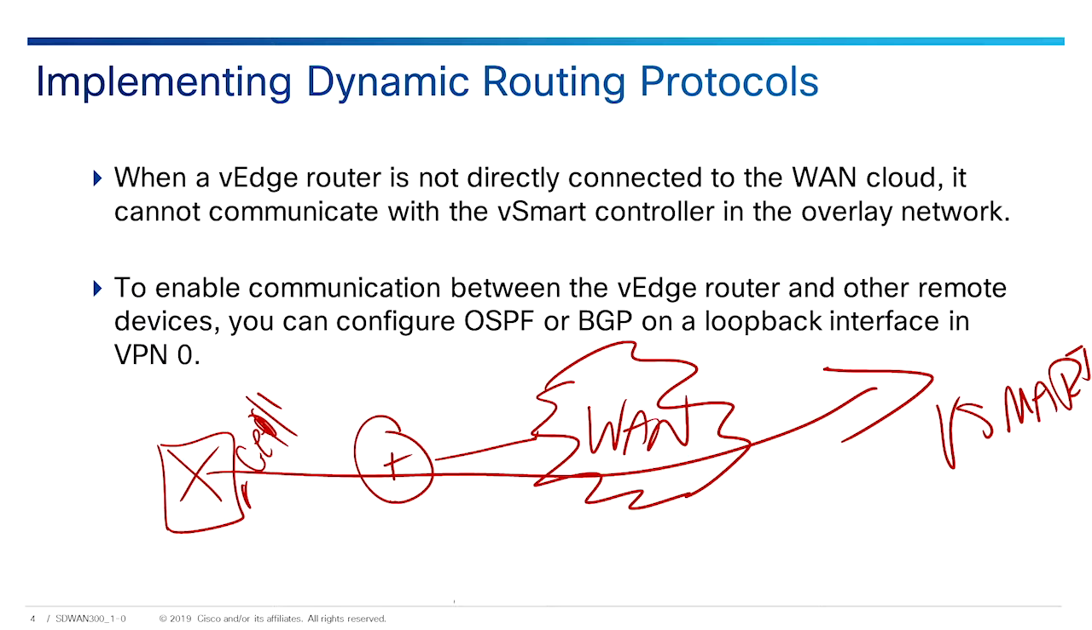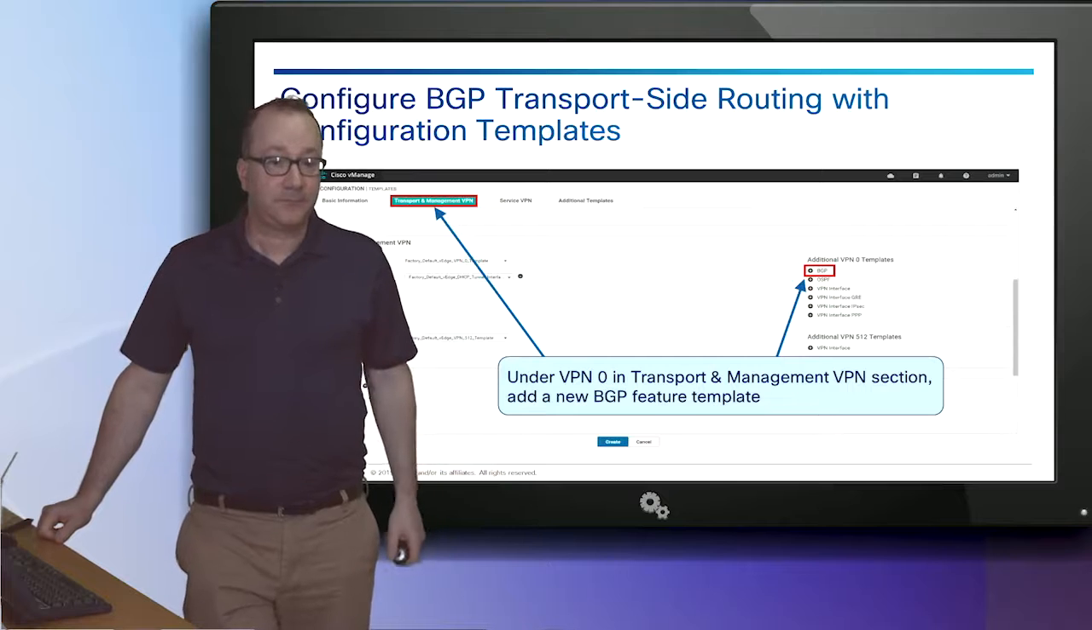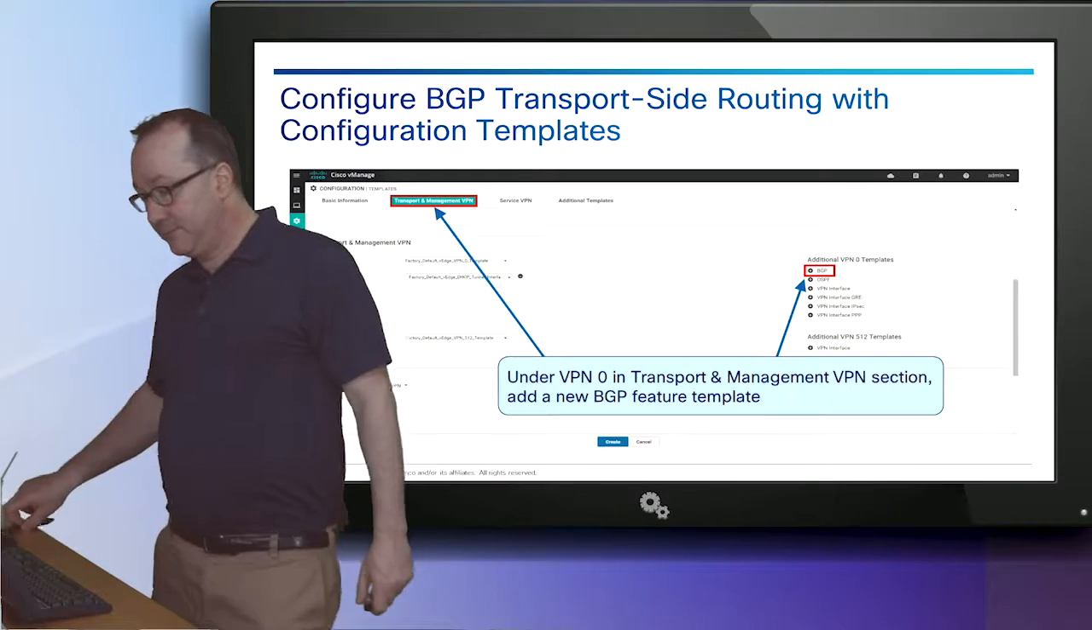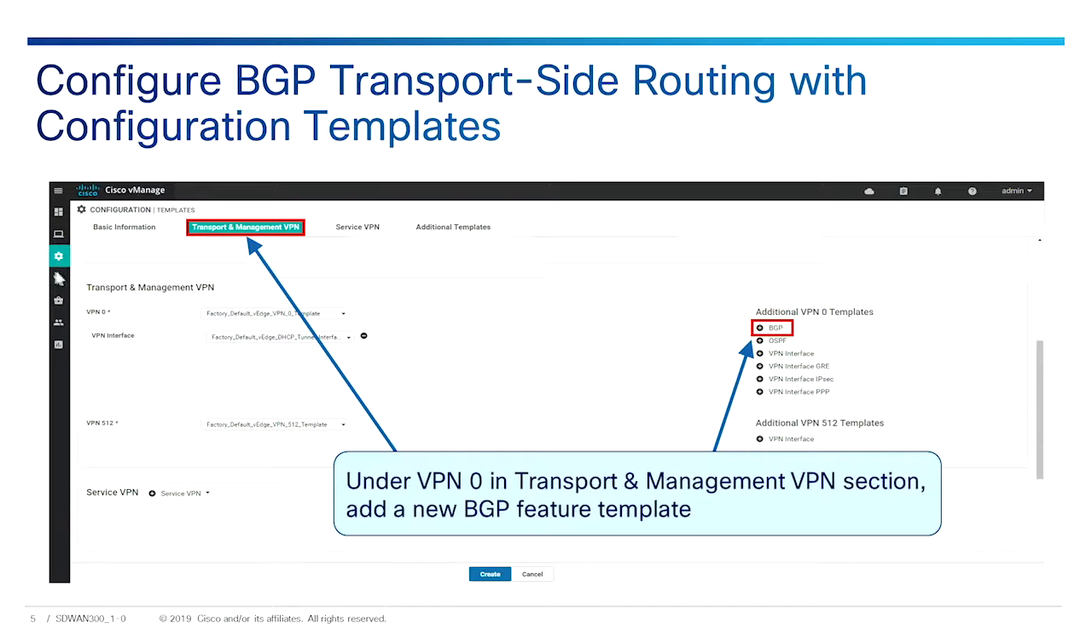Instead, we would actually be connecting an IPsec tunnel, okay? So let's configure a loopback interface, physical interface, and that routing protocol under VPN 0. Under VPN 0, we're going to go to Configure, then Feature Templates, and then under VPN 0, we're actually going to add BGP.